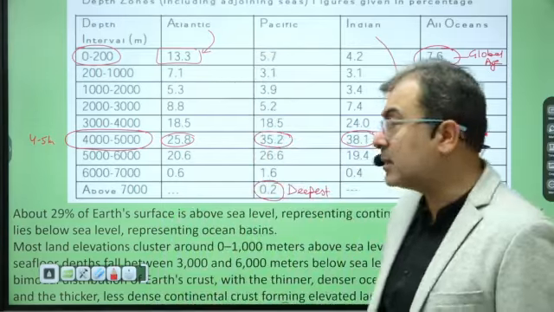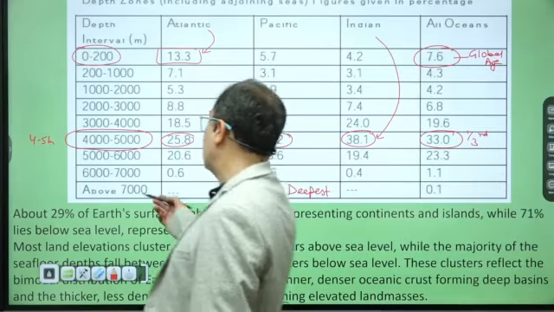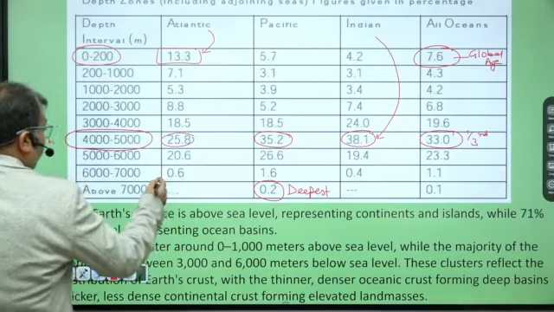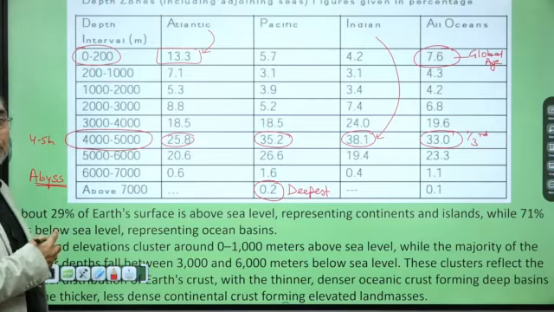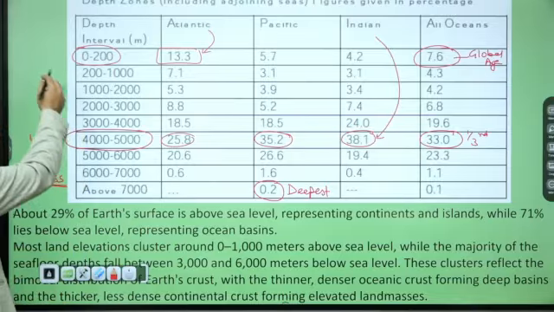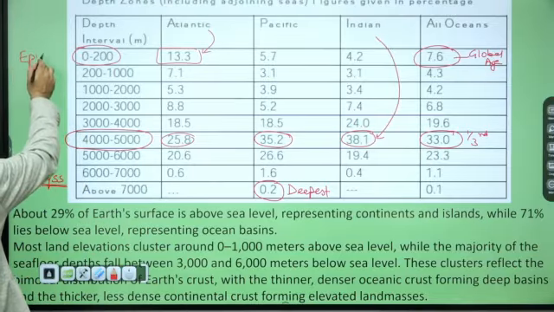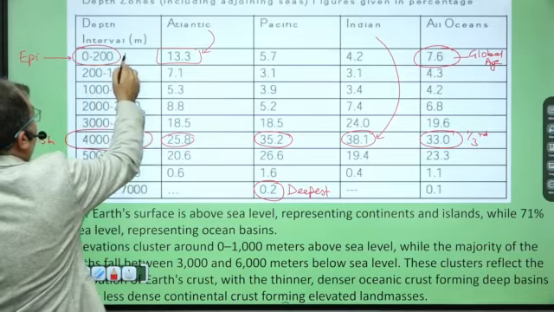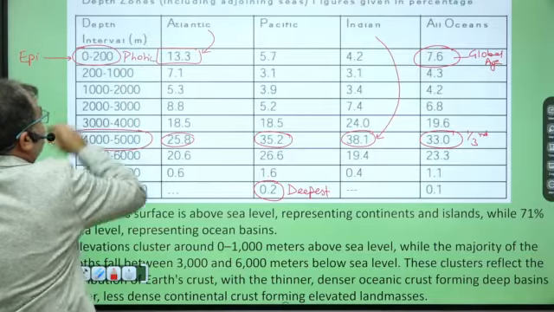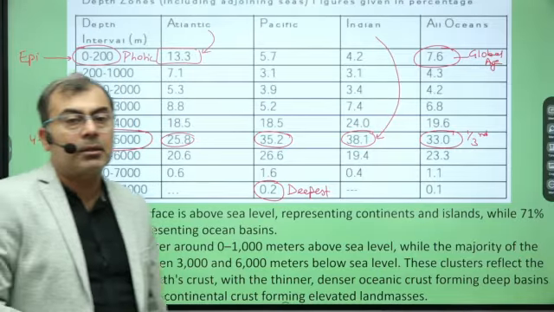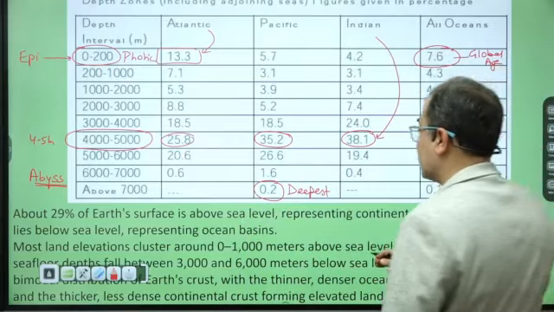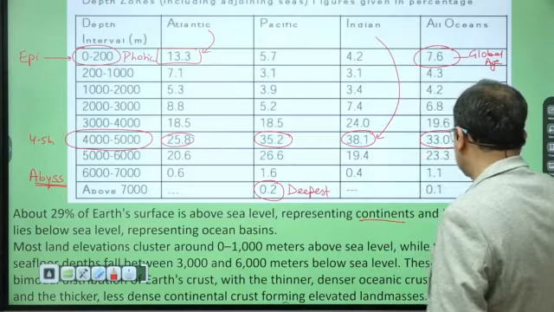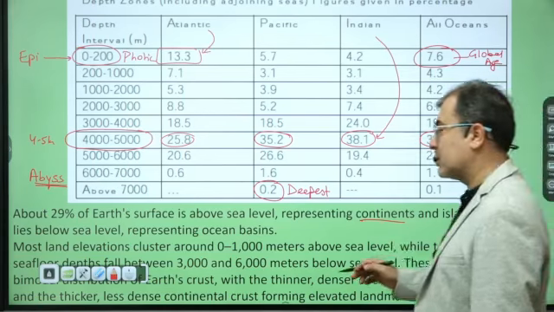So it's generally 6,000. ये बहुत ज़्यादा है. तो I think इसके लिए हमने word use किया abyss. Remember abyss? Abyssopelagic. और इसको क्या किया? Epipelagic. Remember epipelagic. This is our photic zone. Now they are playing with this. This is where science comes. So about 29% of the Earth's surface is above sea level, representing the continent, and around 71% is this.